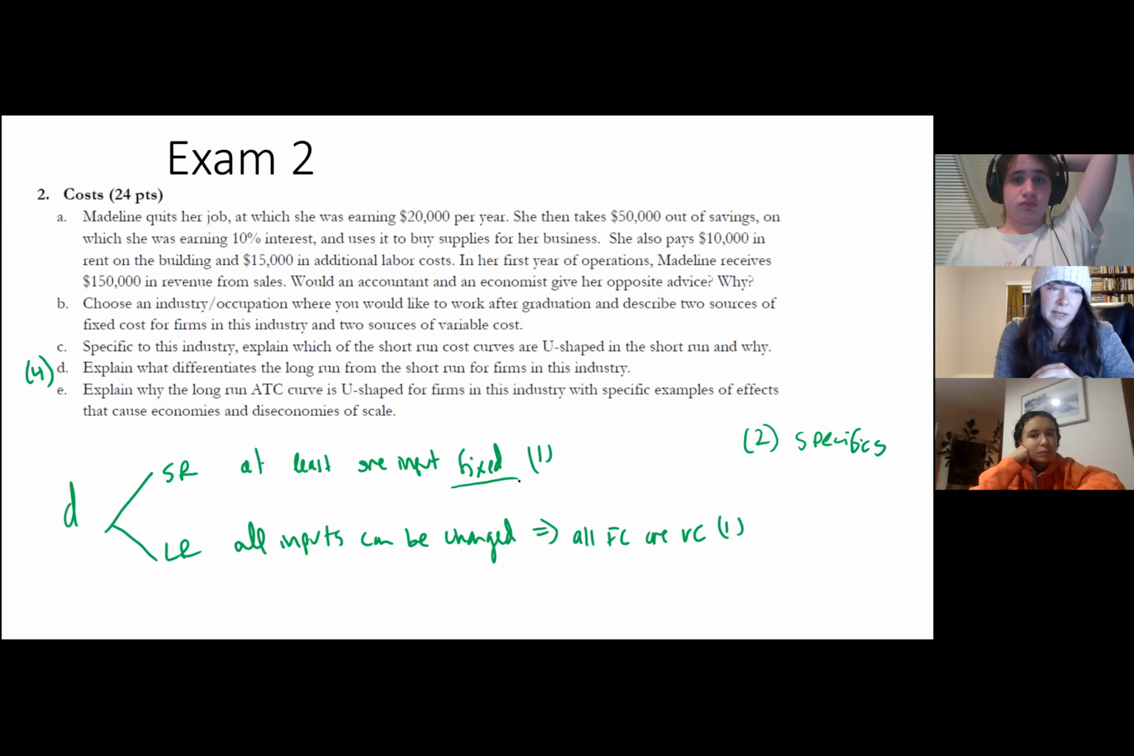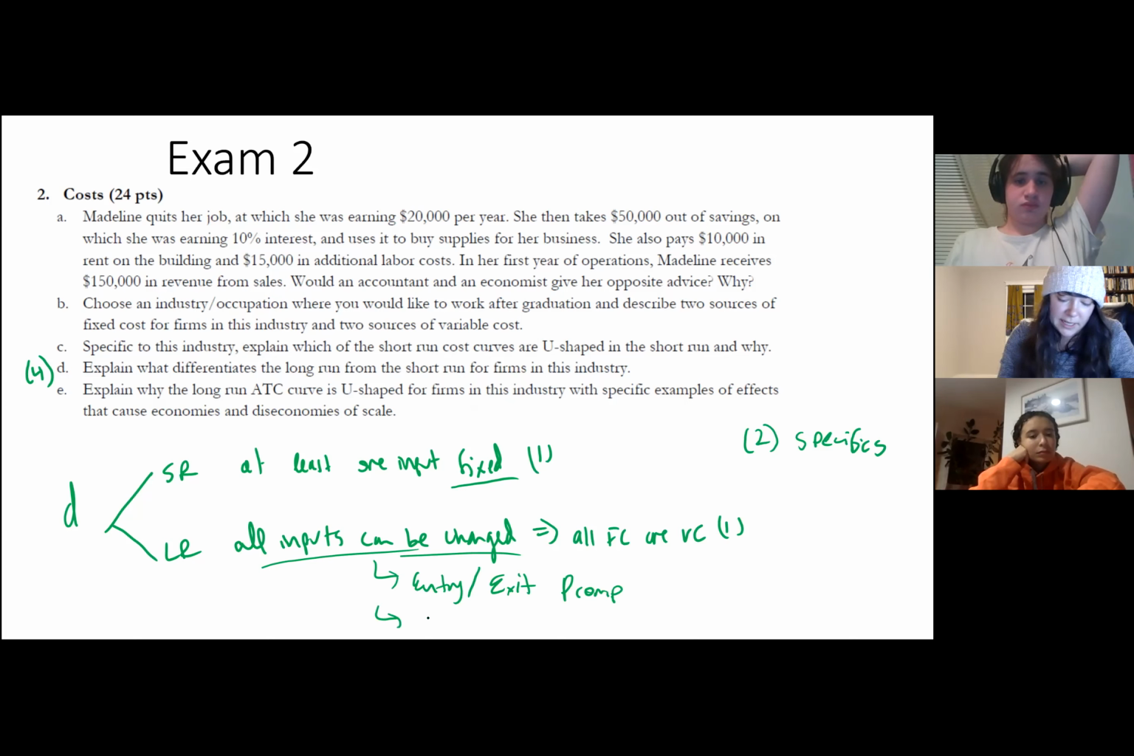Long run is when you can enter or exit in perfect competition. And that's true, right? All inputs can be changed. That's related to entry or exit. But that's really a thing about perfect competition. Right? We talked about the long run for monopolistic competition being about imitation.